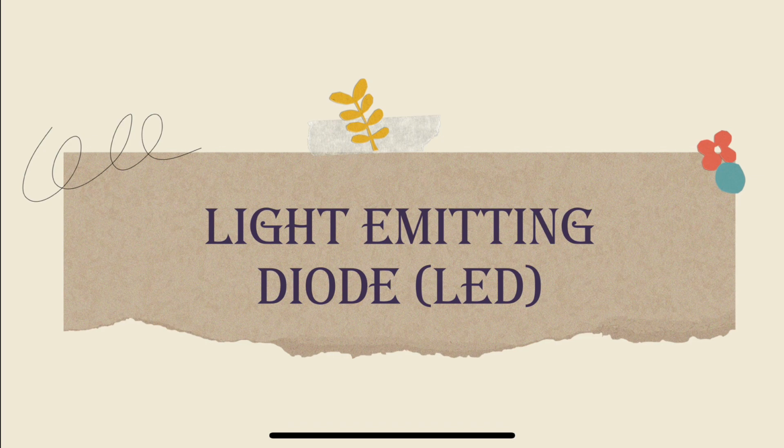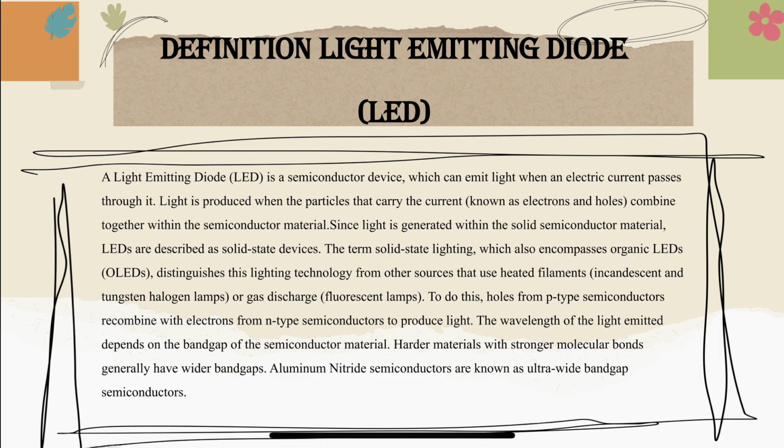Next is light-emitting diode, LED. Definition: light-emitting diode. A light-emitting diode, which is LED, is a semiconductor device which can emit light when an electric current passes through it. Light is produced when the particles that carry the current, known as electrons and holes, combine together within the semiconductor material. Since light is generated within the solid semiconductor material, LEDs are described as solid-state devices.